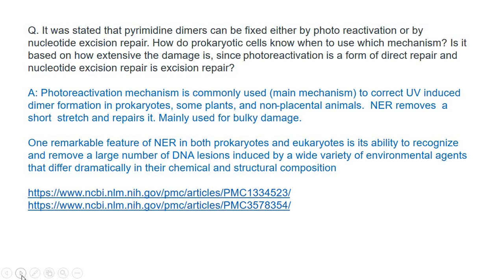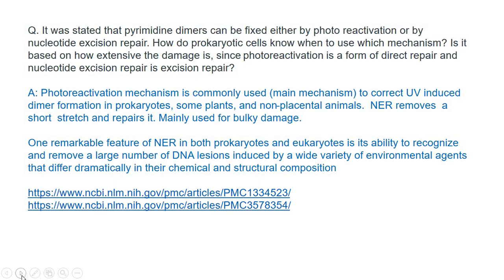NER is usually used for bulky damage. It removes a short stretch of the DNA molecule, including the healthy part of the DNA, and then repairs the whole stretch. It's usually about 30 nucleotides or so. This is why prokaryotes use both mechanisms: with a thymine dimer caused by UV radiation, photoreactivation is the mechanism of choice. It's always preferred.